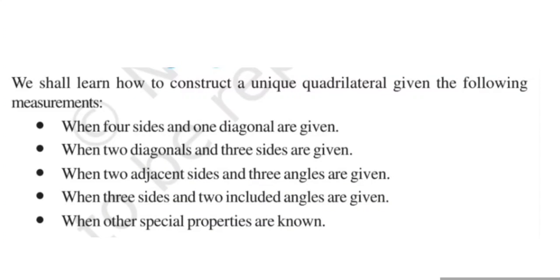So now we will see how we can construct a quadrilateral. There are some cases. The first one is when four sides and one diagonal are given. Next is when two diagonals and three sides are given. Next, when two adjacent sides and three angles are given. Next is when three sides and two included angles are given. And the last one is when other special properties are given. Then we can draw a quadrilateral.